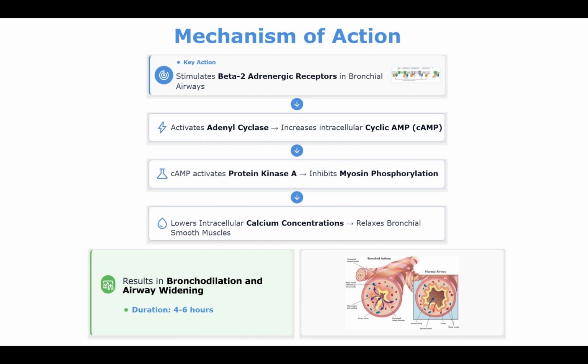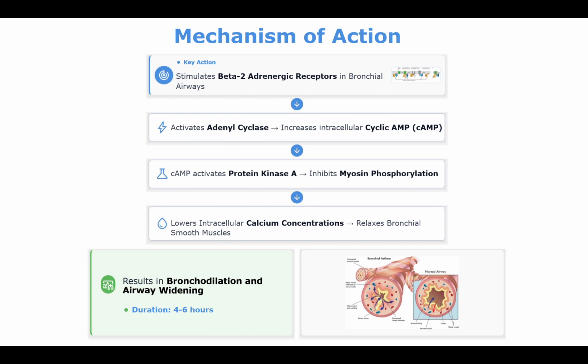Now let's explore the fascinating mechanism by which salbutamol exerts its therapeutic effects. At its core, salbutamol works by selectively stimulating beta-2 adrenergic receptors on the smooth muscle cells of the bronchial airways. These G-protein coupled receptors, when bound by salbutamol, trigger a signaling cascade that begins with the activation of adenyl cyclase, an enzyme embedded in the cell membrane. Adenyl cyclase then catalyzes the conversion of ATP to cyclic AMP, dramatically increasing its intracellular levels.